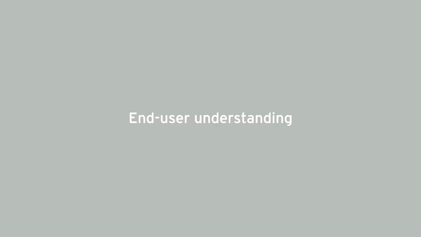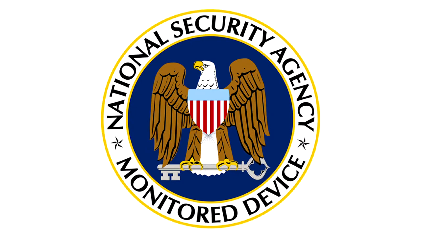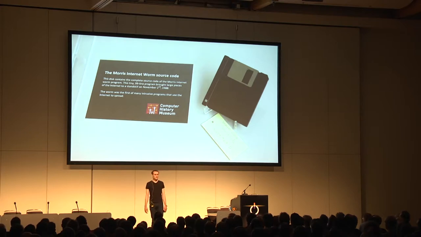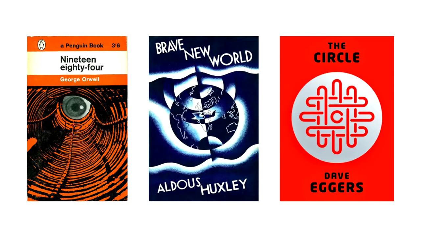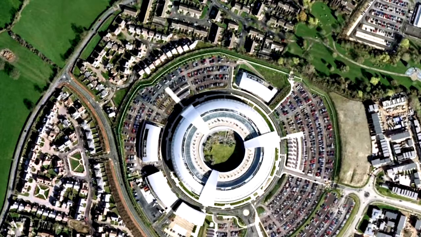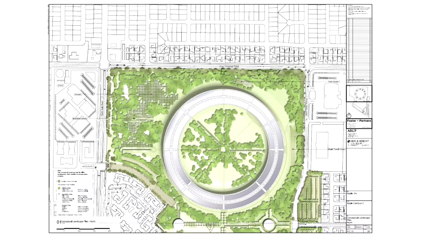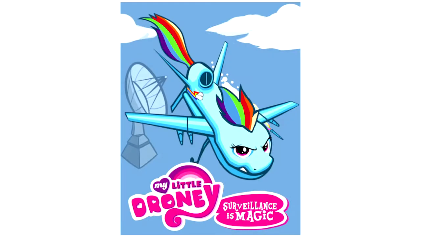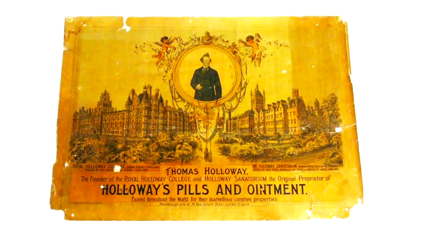Then the last open question I want to focus on is that of end-user understanding. Of course, we all know that all devices are monitored. But does the average user know what worms can do? Have they read these books? Do they know where GCHQ is? Do they know that Cupertino has pretty much the same powers? Do they know they're living in a panopticon? Do they know that people are killed based on metadata? Well, I think not.